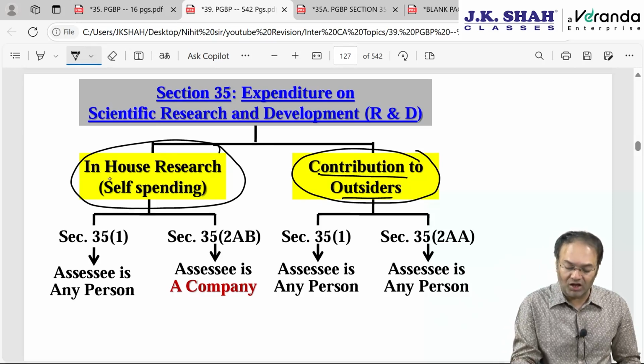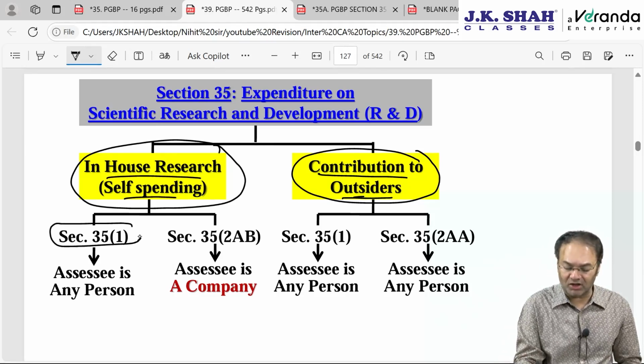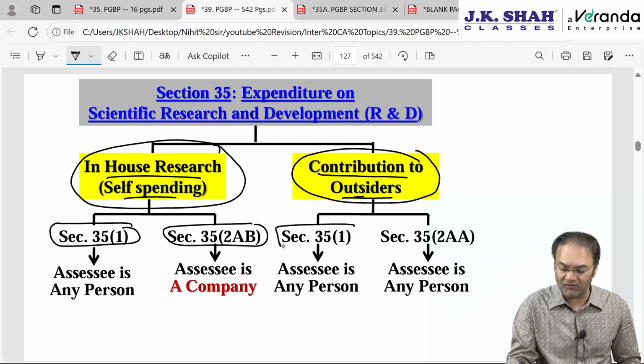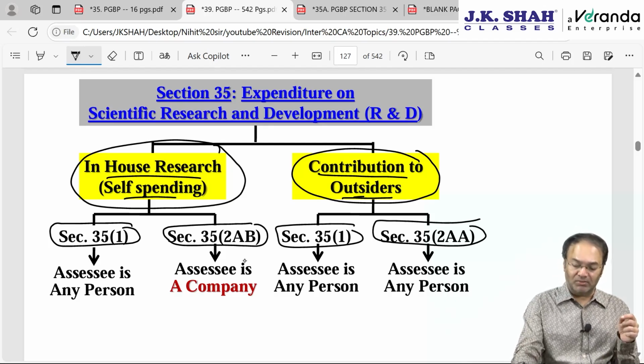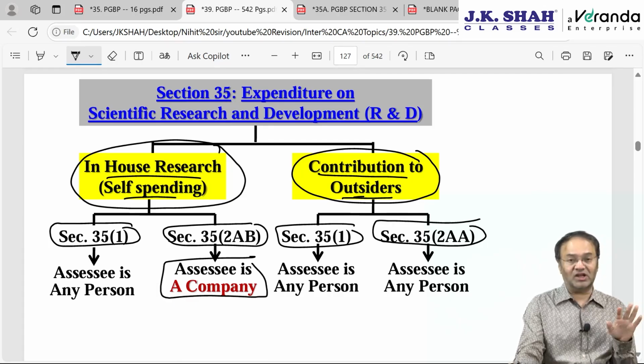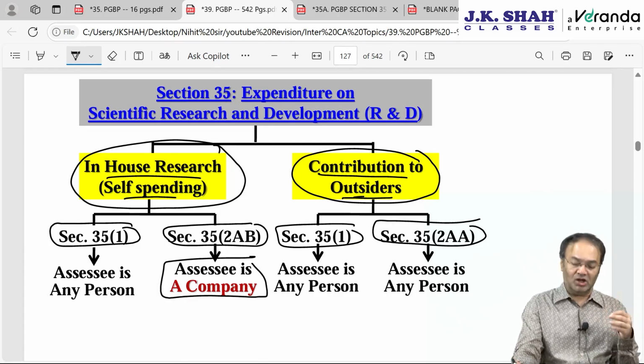Again, in-house and contribution to outsider, both of them have two more categories: 35(1), 35(2)AB, 35(1), 35(2)AA. Everywhere the person could be anybody, except in one place where the person has to be a company. Okay, this is very simple and I will tell you what all questions are asked.